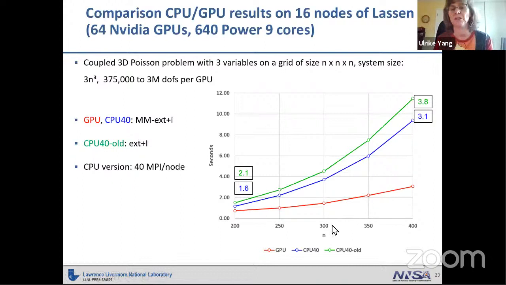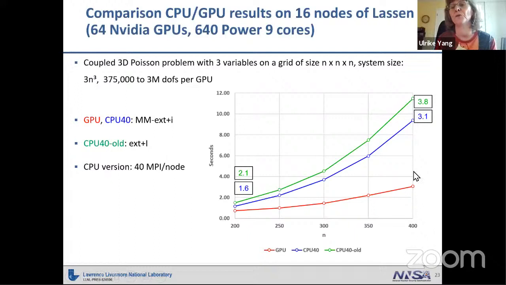And what you can see here, this is a coupled 3D Poisson problem with three variables on a grid of size n cubed, where the system size is 3n cubed, and it's about 375,000 to 3 million degrees of freedom per GPU. And you can see here how well it performs. GPU in red here.